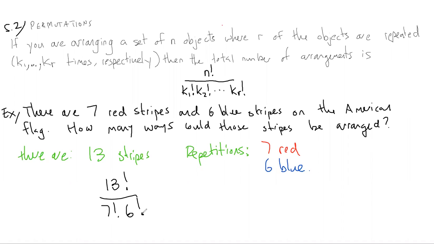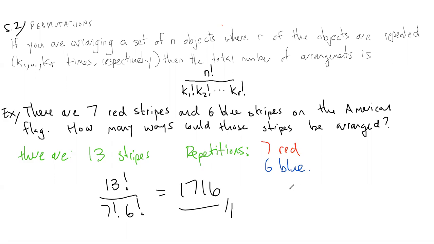We calculate that. I'll just use a calculator. So there are 1,716 different ways that we could arrange those stripes. So just a little teaser for what comes after this section, the last method of counting.